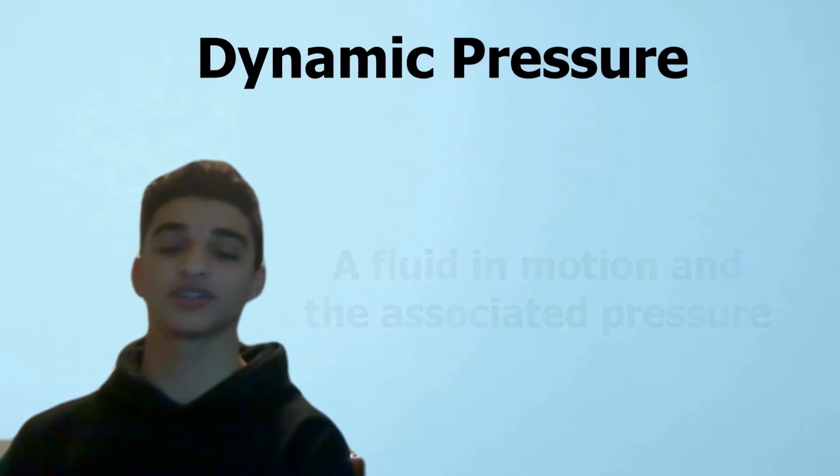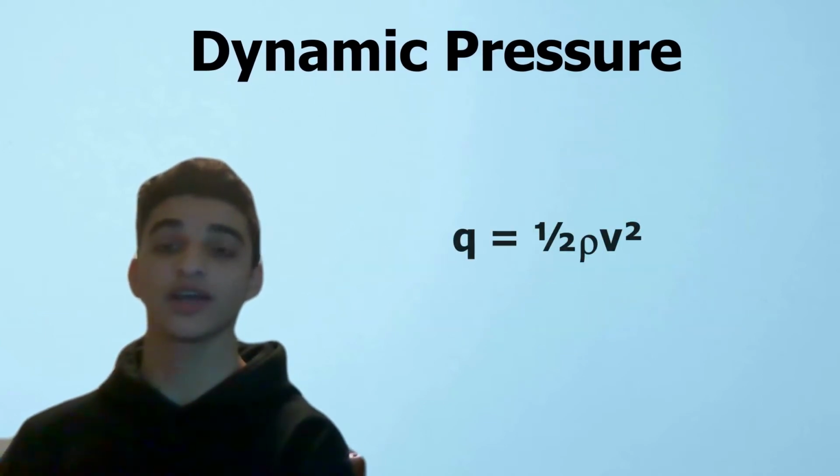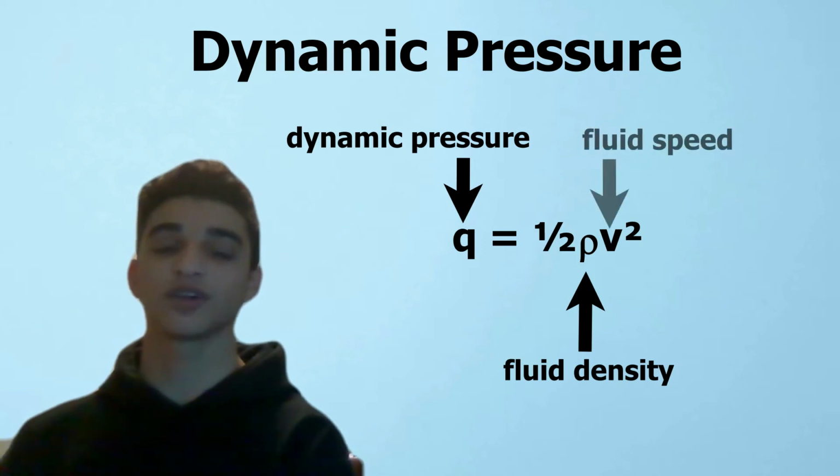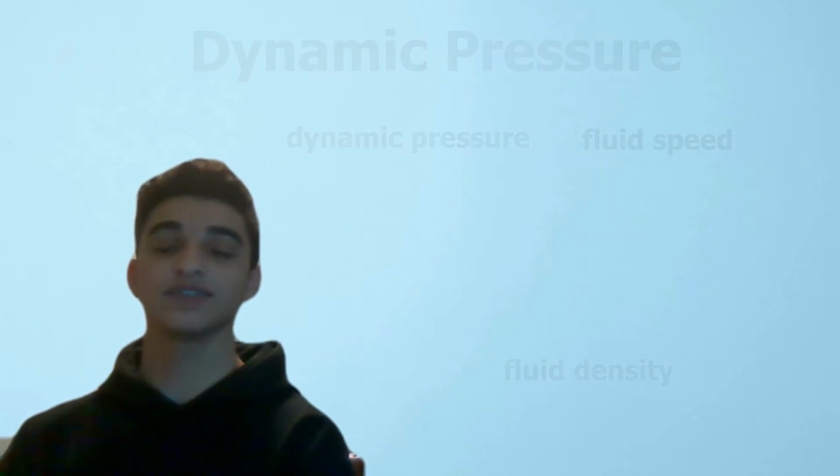This is described by the equation Q equals 1/2 rho V squared, where Q equals dynamic pressure, the Greek letter rho equals the density of the fluid, and V equals the velocity of the fluid. Since the density of a given fluid is relatively constant, the value of Q, dynamic pressure, changes mainly dependent on the velocity of the fluid.